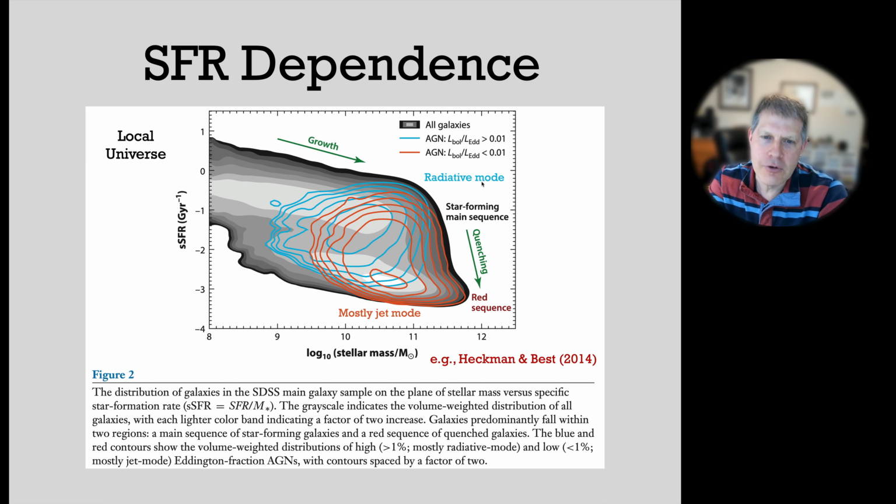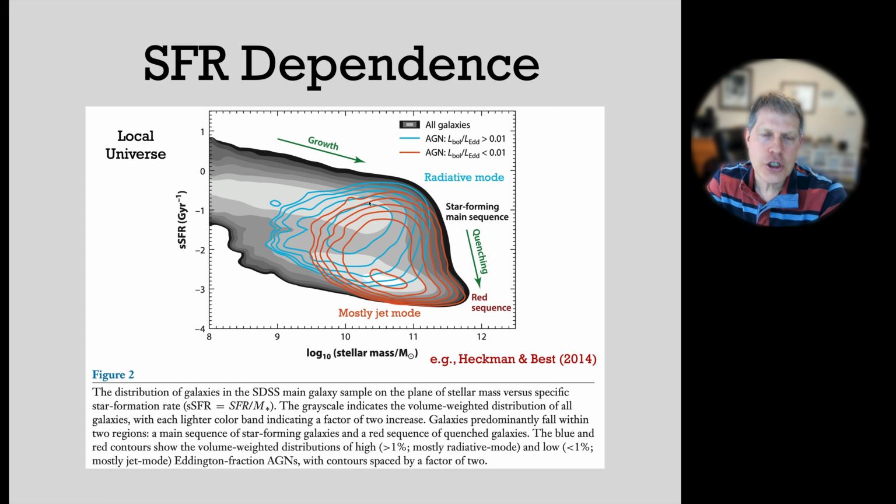I talked about the radiative mode versus the jet mode in the lecture on jets and radio loud AGNs, so please go back and refer to that if necessary. But here you have radiative mode AGNs. These are the efficiently accreting systems, and you see they are generally clustered among the overall galaxy population, more toward the star-forming region, but extending down to lower specific star formation rates. Whereas the jet mode systems are much more concentrated at low specific star formation rates, sort of red sequence galaxies, and of course, these systems have low Eddington ratios.